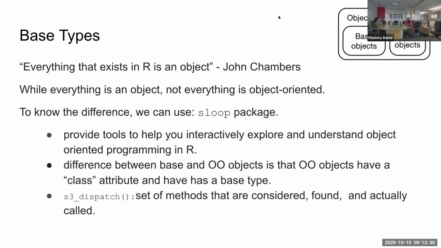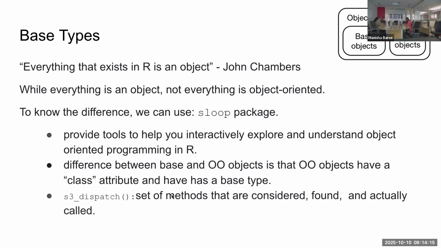So everything that exists in R is an object. But while everything is an object, not everything is object oriented. By this, I mean the objects could be base objects, or they could be object-oriented objects. And to know more about this difference, we can use a package called sloop that provides tools where we can explore and understand object-oriented programming, and then look at the difference between base objects and object-oriented objects.